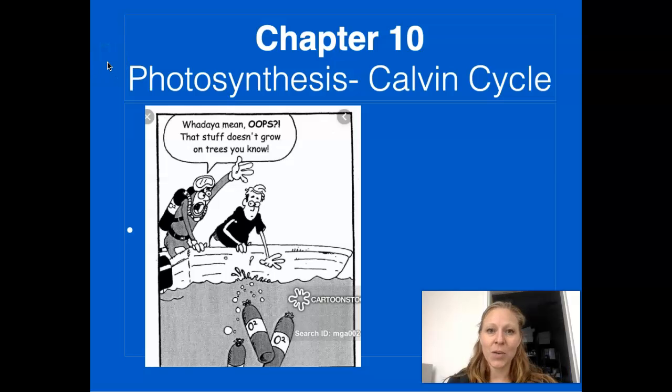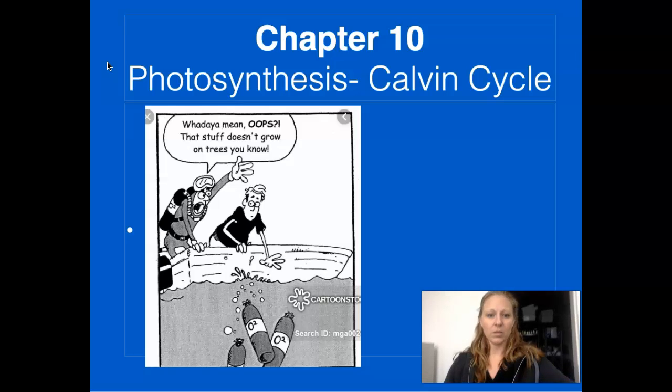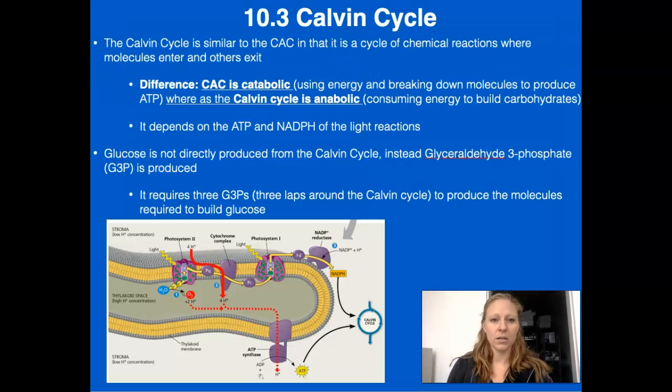Welcome to Chapter 10. We are now talking about the Calvin cycle. And so let us get started. So the Calvin cycle is similar to the citric acid cycle in cell respiration. The difference is that the Calvin cycle is anabolic.